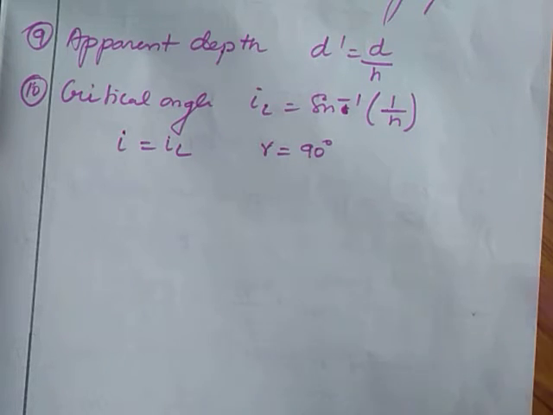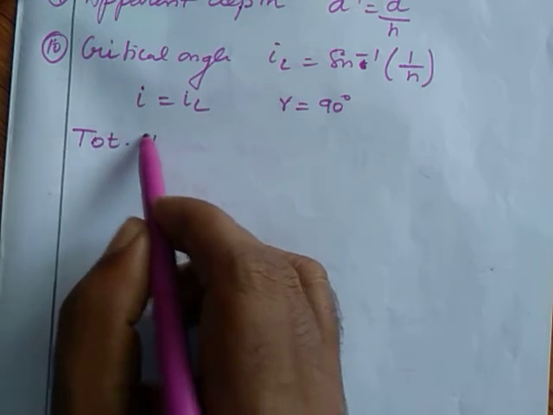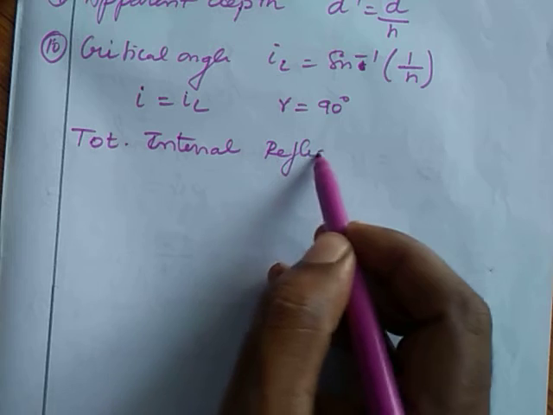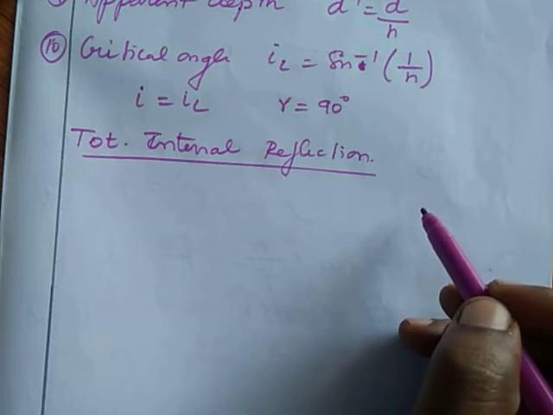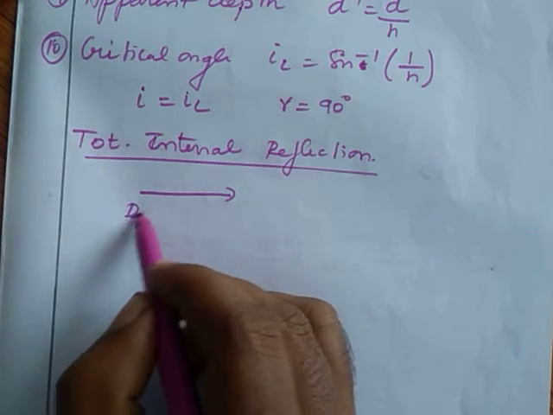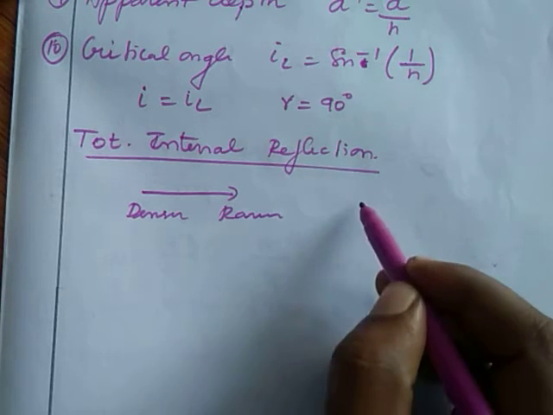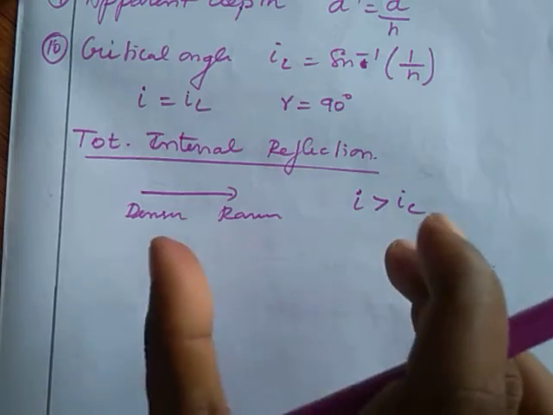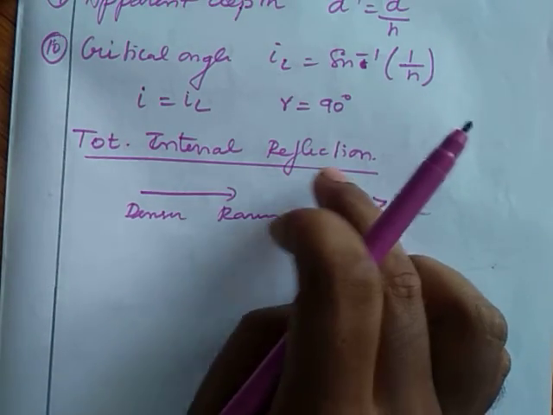Okay, then condition for total internal reflection. To attain total internal reflection, the light must come from denser to rarer medium. Okay, the angle of incidence must be greater than the critical angle. If these two conditions are satisfied, then there will be total internal reflection.